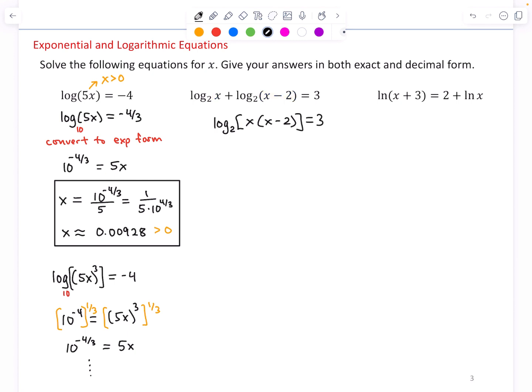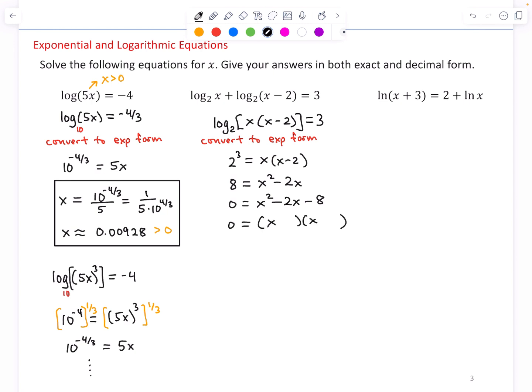Now I have a single log statement where the logarithm is isolated. And so I can convert now to exponential form, and that would give me 2 raised to the 3 is equal to this argument of x times x minus 2. 2 cubed is 8, and if I distribute the x, I get x squared minus 2x. This is a quadratic equation, so I'm going to subtract 8 to get a 0 on one side, and then attempt to factor the quadratic equation and potentially get multiple answers.